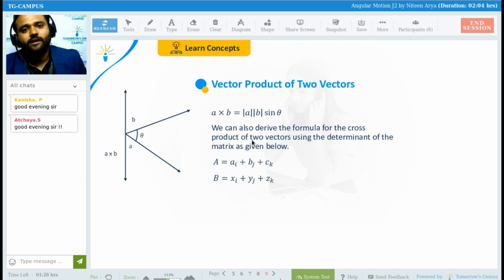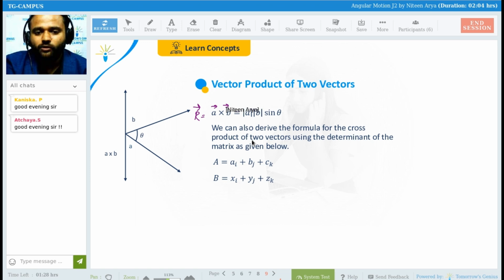The vector product of two vectors is a particular type of product of vectors in which the resultant quantity is also a vector. So it is A cross B equals AB sine theta. We can also derive the formula for the cross product of two vectors using the determinant. What it means is very easy to understand. Okay, if we have two vectors, one in this direction, another suppose in this direction.